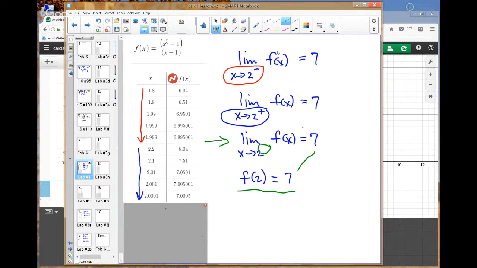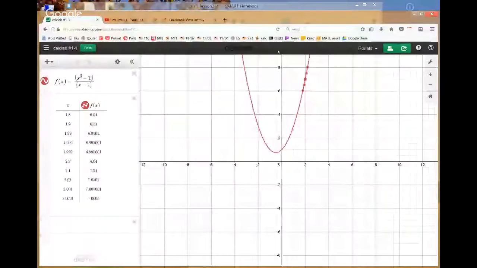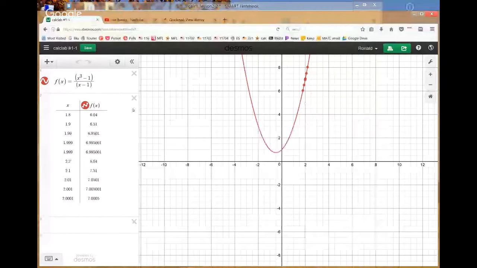Also, we know that you can approach it by looking at the graph itself. So, in Desmos here's actually where I created this. You can see that nothing weird.